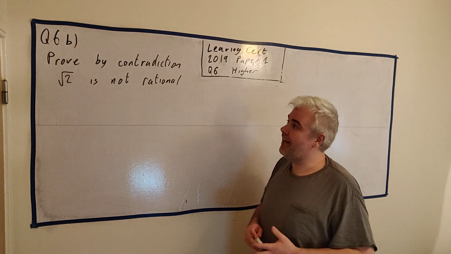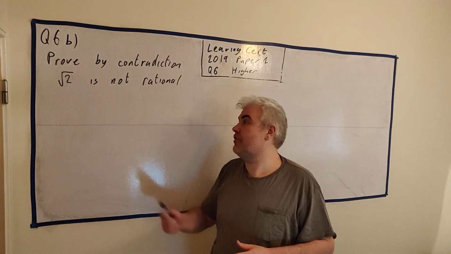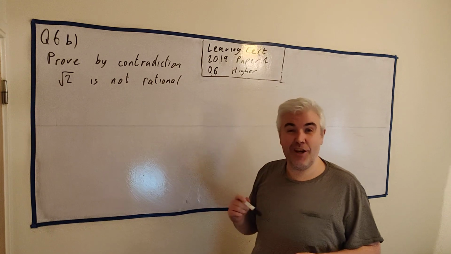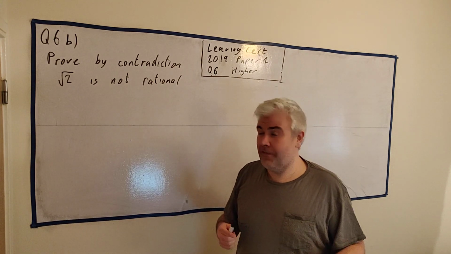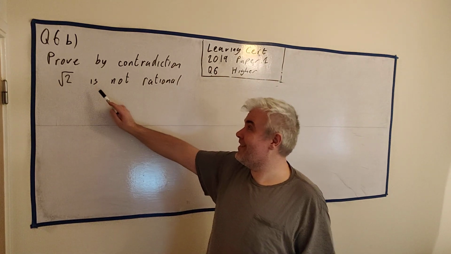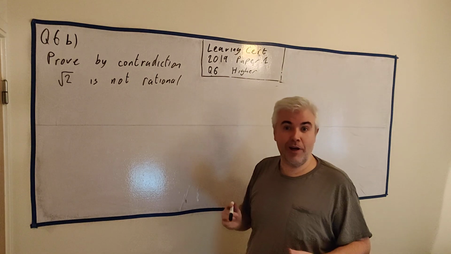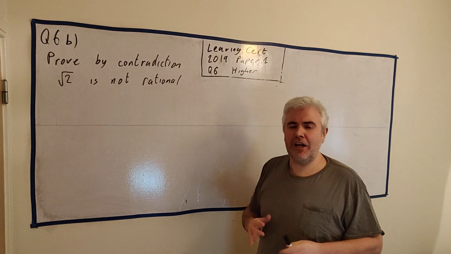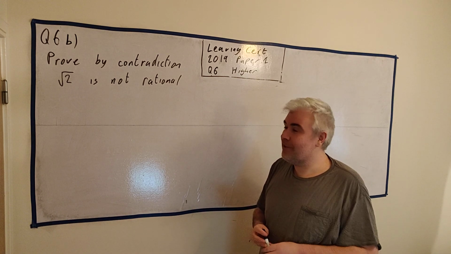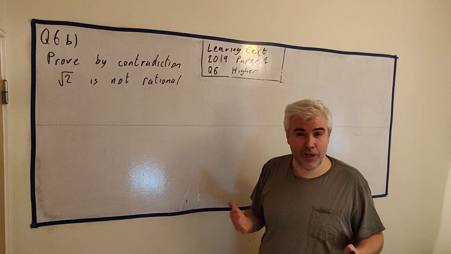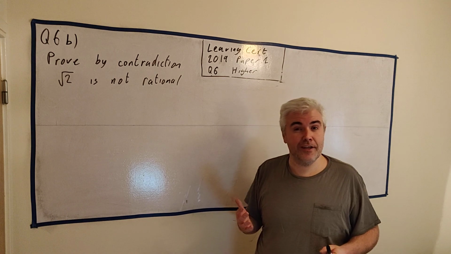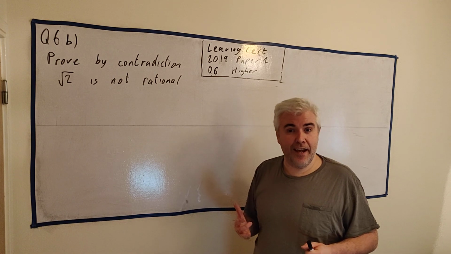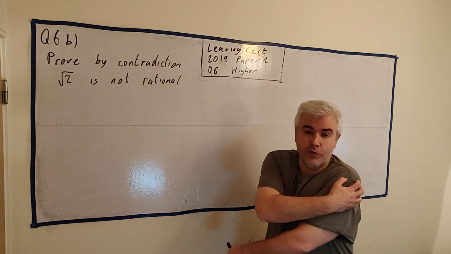Part B is a proof. It asks us to prove by contradiction that the square root of 2 is not rational. You'll often also see the question: square root of 2 is irrational. Irrational and rational are just the opposite. Don't worry too much about that. Now, I know you have a lot of proofs to remember, and so many students skip them, to be honest. They don't learn them. These are some of the lowest scored marks in any leaving cert, these proofs.